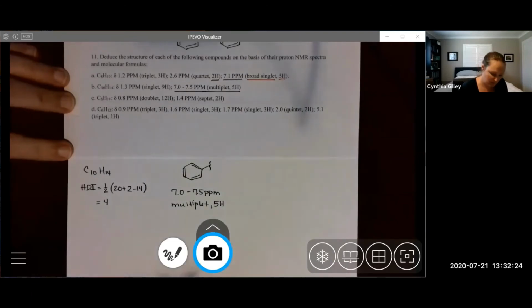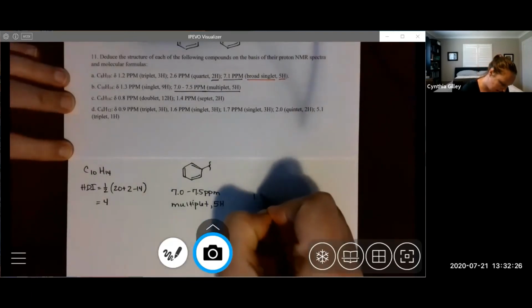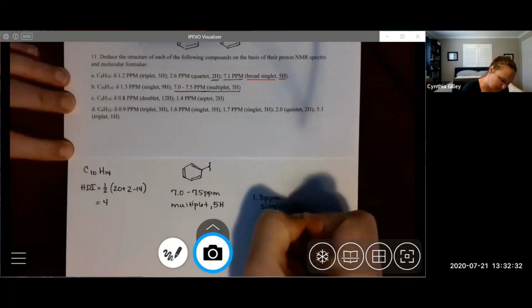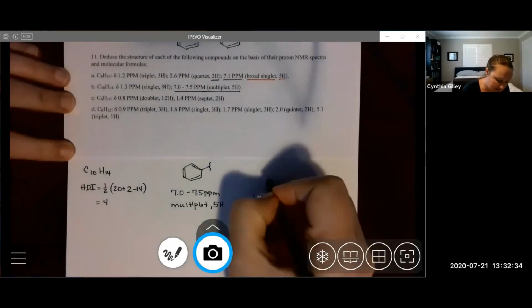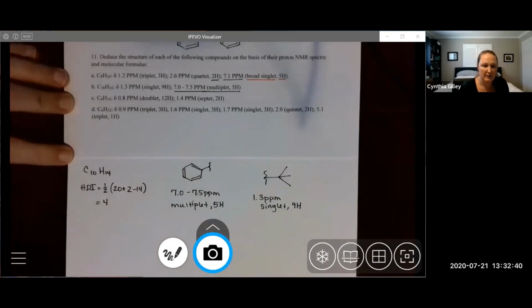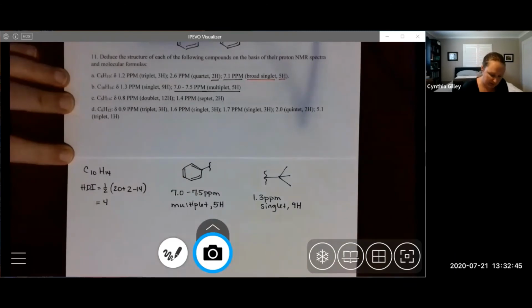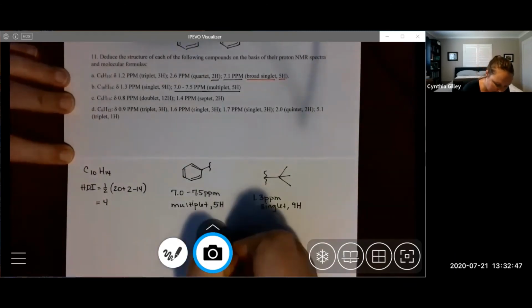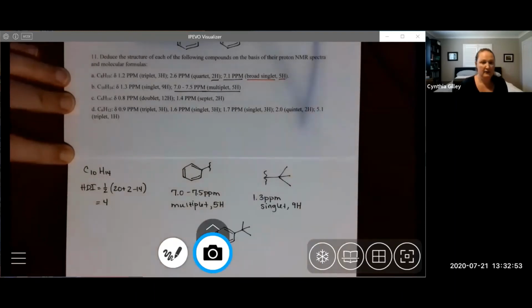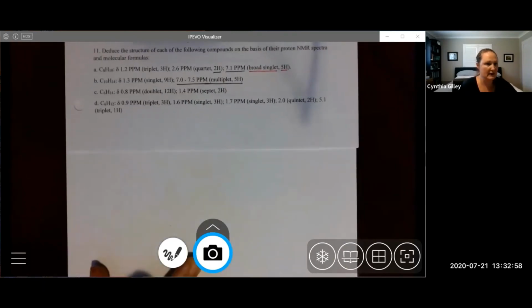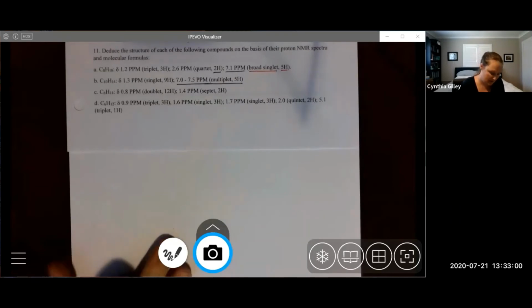And we only have one more signal. It's at 1.3 ppm. It's a singlet integrating for 9 hydrogens. So whenever you see a singlet integrating for 9 hydrogens, it's characteristic of a tert-butyl group, where all 9 hydrogens of these 3 methyls are equivalent. Right, so putting that together, we come up with tert-butylbenzene, and the shifts all make sense for that. Okay, the next one is C6H14.